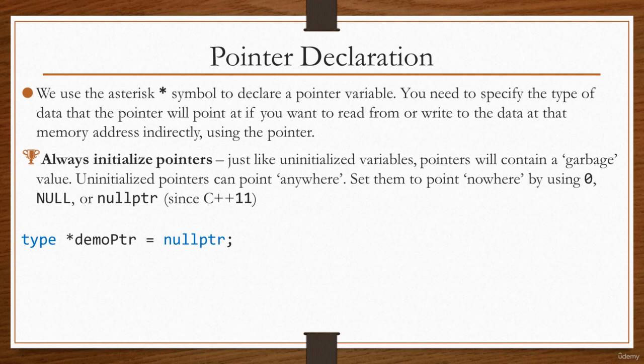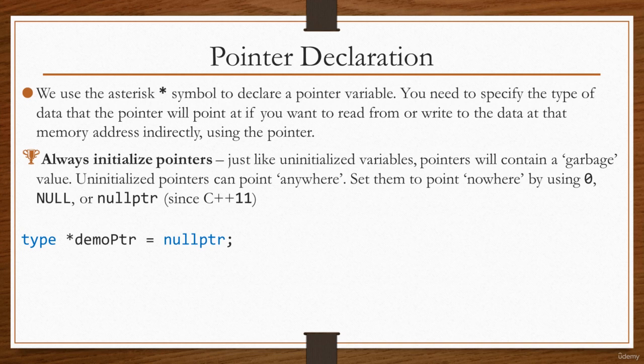You can either use 0 for null, or you can use the NULL macro, which will also set it to null, or you can use nullptr, which was introduced in C++11. Now, null is not really a valid address, but this is the only integer that you are going to assign to a pointer other than an address.